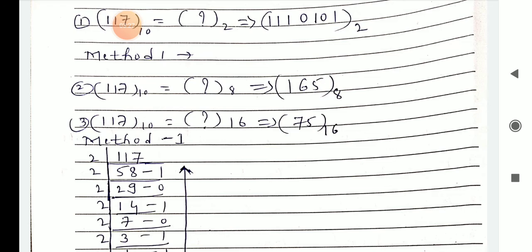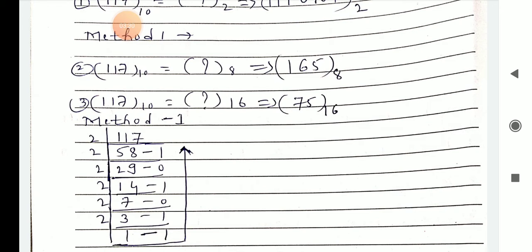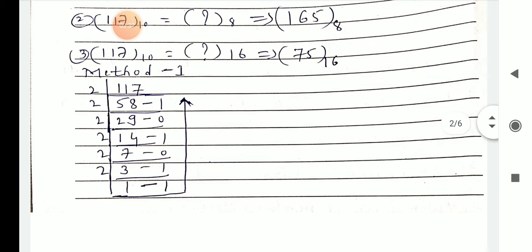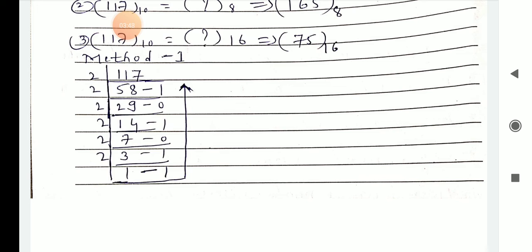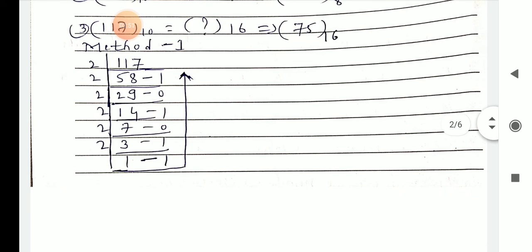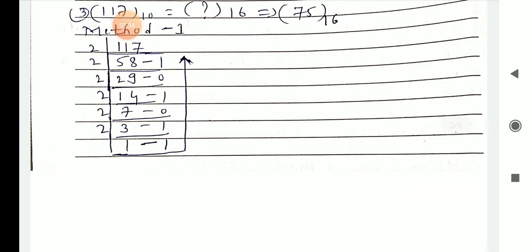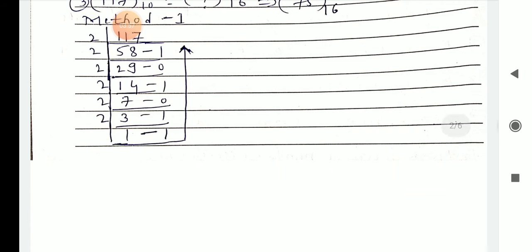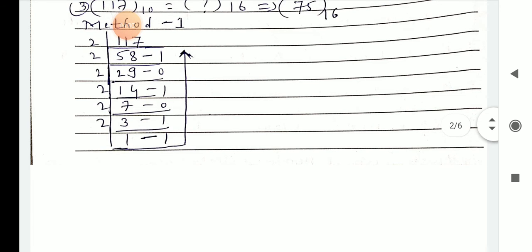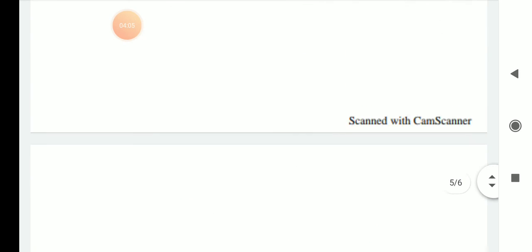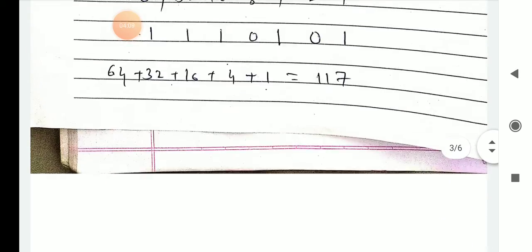First, 117: you divide it by 2. 2 5s are 10, remaining is 1; 1 7 is 17. 2 8s are 16, remainder is 1. You have to keep going like that. Next, 2 2s are 4, remaining is 1. 18: 2 9s are 18, remainder is 0. 2 1s are 2, 2 4s are 8, remainder is 1. 2 7s are 14, remainder is 0. 2 3s are 6, remainder is 1. 2 1s are 2, remainder is 1. Then, from bottom to top, you consider the binary number. This is method 1.